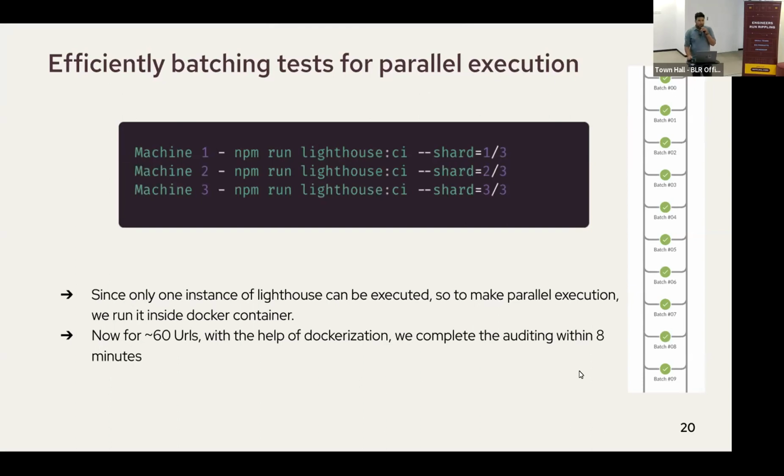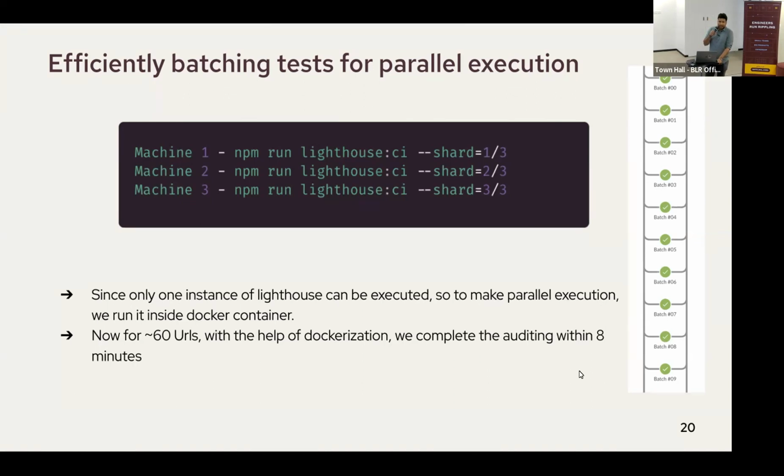So now if you want to run it for 60 URLs, then it will take around 60 to 70 minutes to complete, which again, we don't want. Now let's think about the different scenarios, like how we can run it in parallel. Another thing which comes to mind is web worker. But again, web worker doesn't change anything because the instance of Lighthouse is going to be one only. So how we solve this problem is using Dockerization.